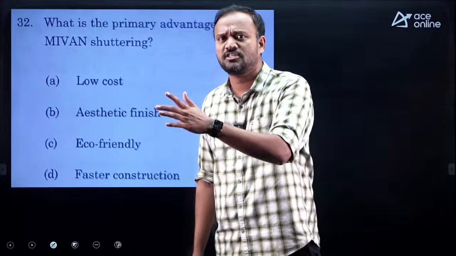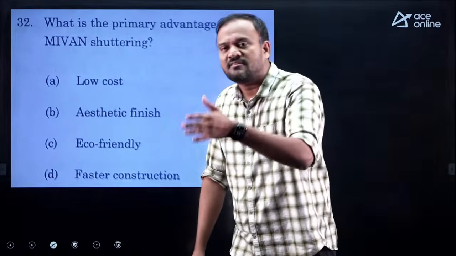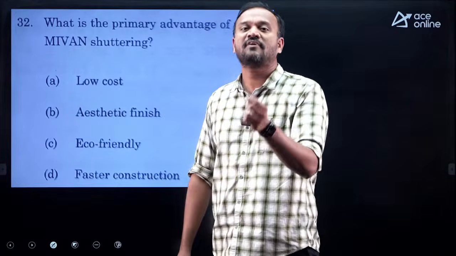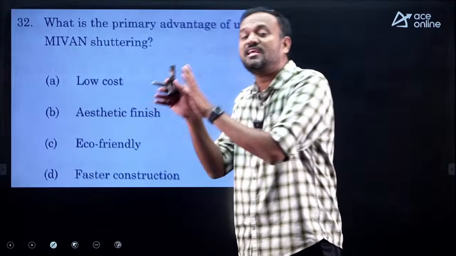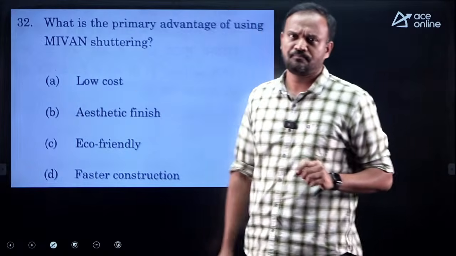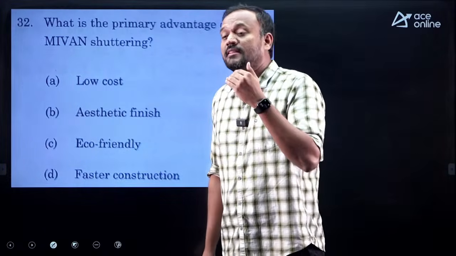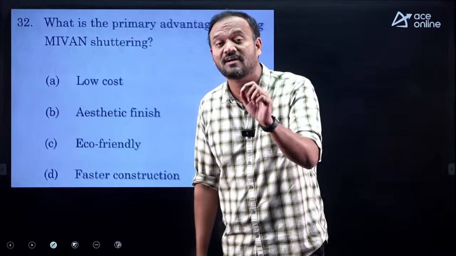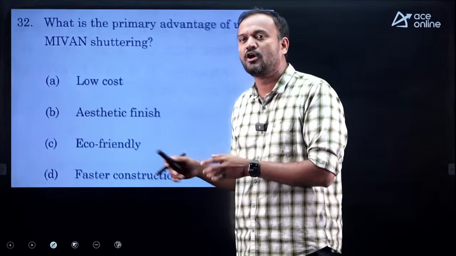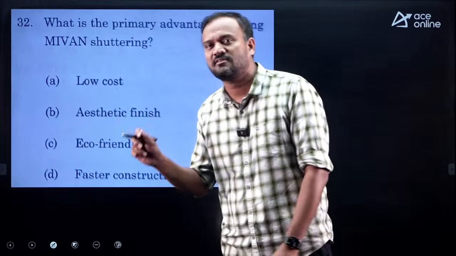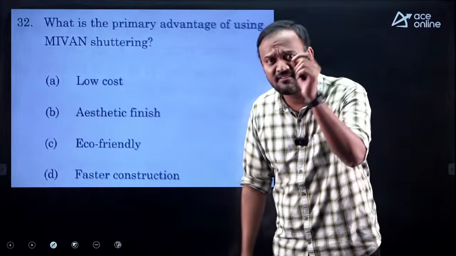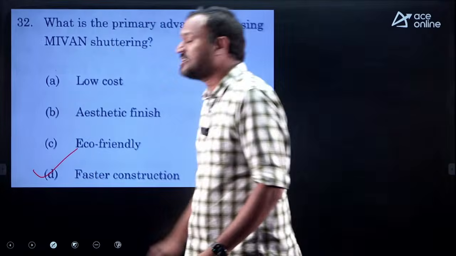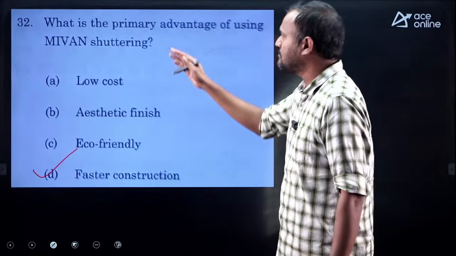It will give a very good finish, because the centering material is made from aluminum and is precisely fabricated in the factory, so that your finish will be proper and good. Along with that, you have many advantages with Maiwan shuttering, but the main advantage is speed of construction. That is why it is so popular, because the slab cycle when you are using Maiwan shuttering is only 7 days, which is the least for any kind of shuttering system. So faster construction is the main reason we are using the Maiwan shuttering system.